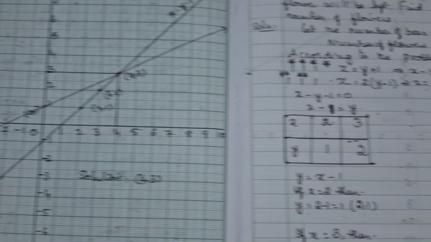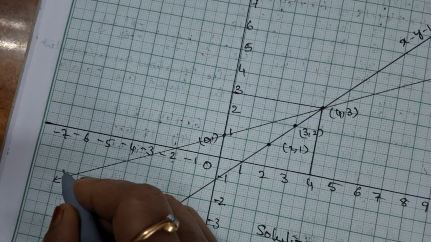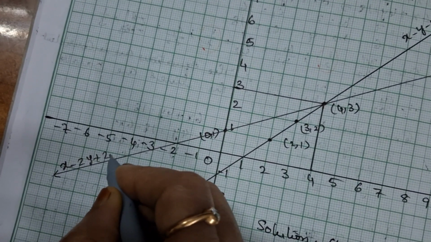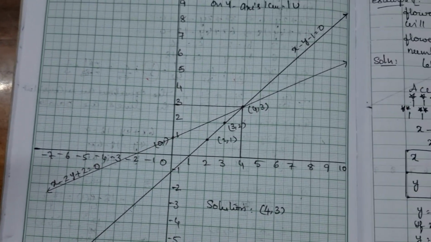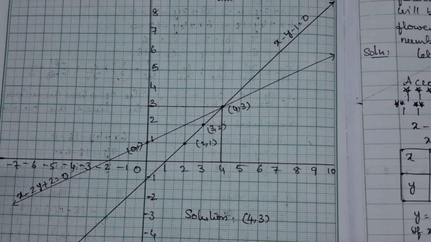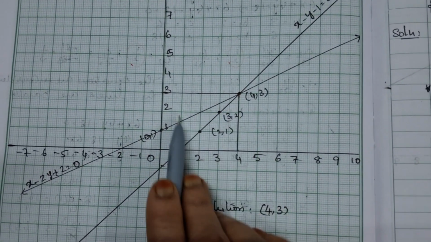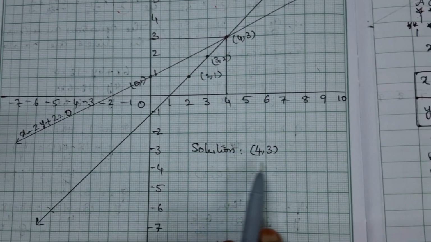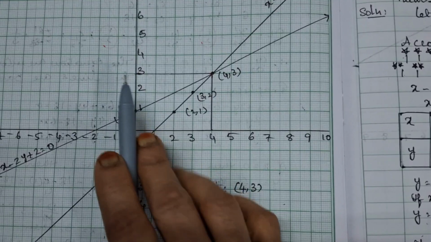What is this equation? X minus 2Y plus 2 is equal to 0. I had forgotten this, so X minus 2Y plus 2 is equal to 0 is the equation. But see children, these two equations are intersecting at a point. What is this point? 4 and 3. So the solution is 4 comma 3. Here X value is 4, Y value is 3.